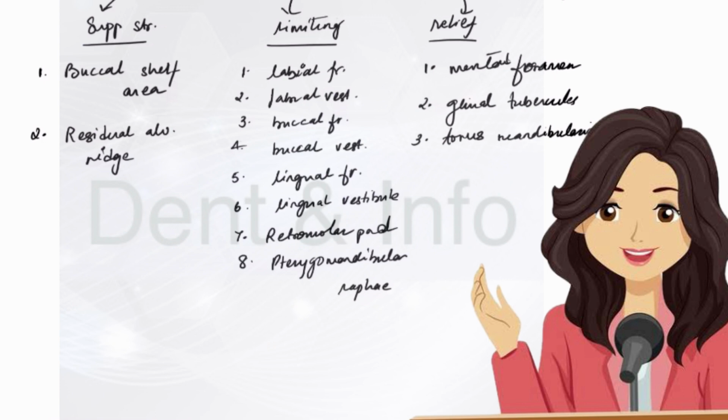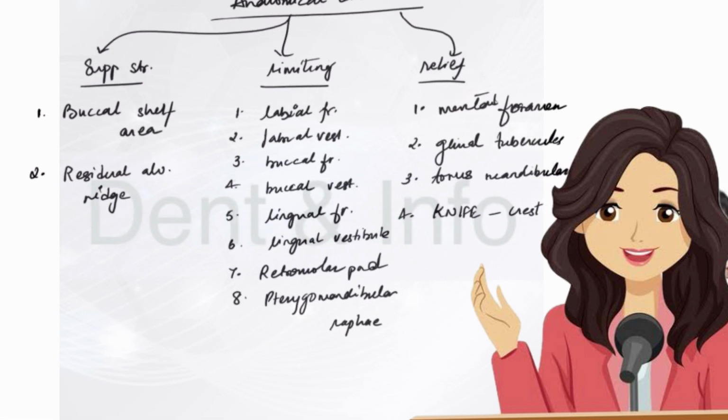In the center of the maxilla, there's an abnormal structure. It is a normal finding, but not seen in all patients. It is what is called torus palatinus. We'll cover it when we take up torus mandibularis. And if you have a knife-shaped ridge, then sometimes the crest of the ridge has to be relieved. So together, these are the main anatomical landmarks that we see: your supporting structures, limiting structures, and relieving structures.